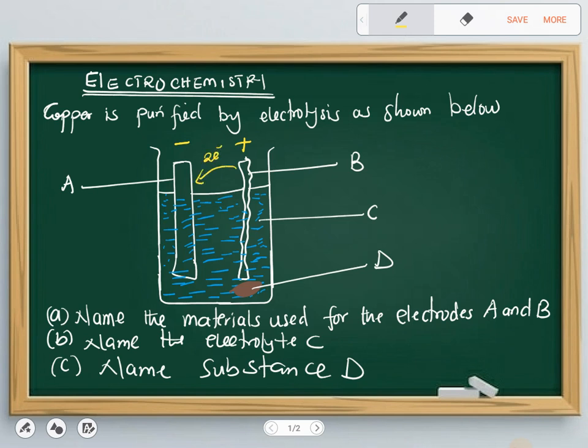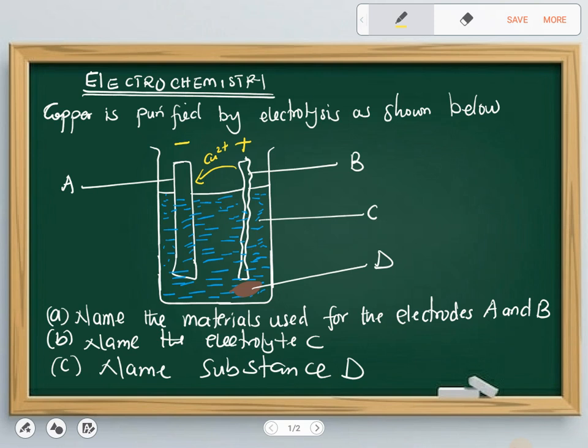The copper ions, let's call them Cu2+, are accepted at the cathode here. This process will keep on happening, and at the end of the day, the impure copper will decrease in size, and when the impure copper decreases in size, that means all the impurities have gone down. Whatever remains will be the pure copper that we need.